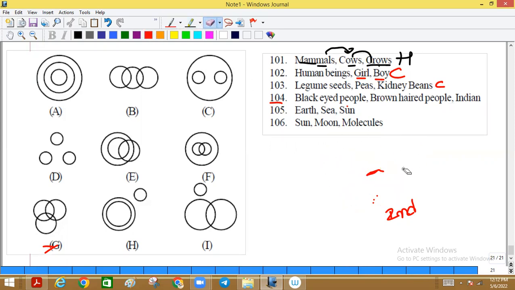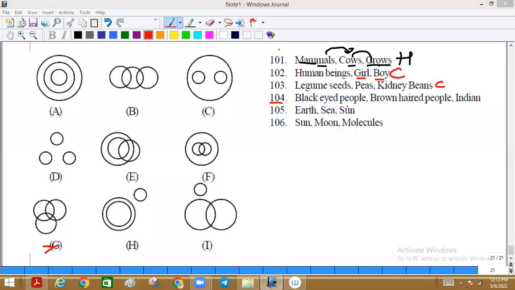You can pick non-living things, it is very easy generally. General non-living things are very easy to answer. Earth, sea, sun. What's the answer? What is the outer circle? Earth or sea or sun? Sun. Inside the sun? No. Very good. H. What is the answer?